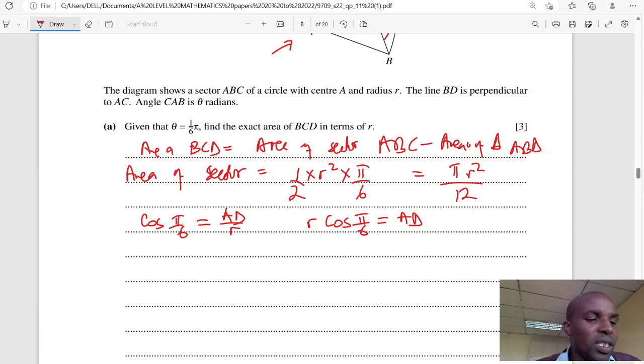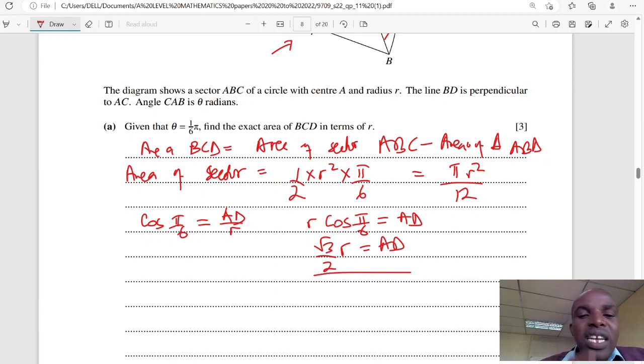Pi over 6. That's 30. Then cos 30 is root 3 over 2. Yes, correct. So cos AD will be root 3 over 2 R.